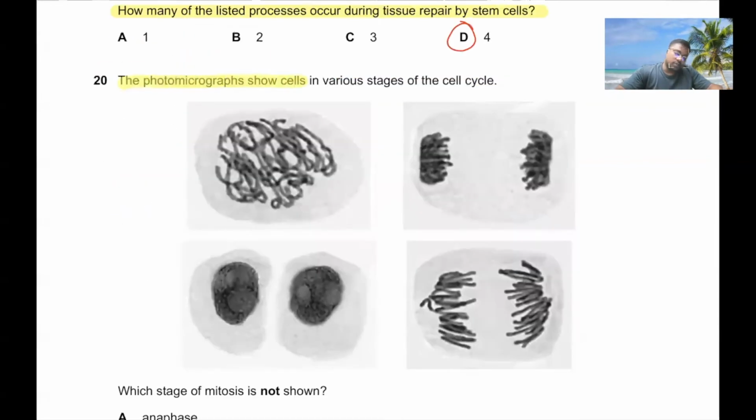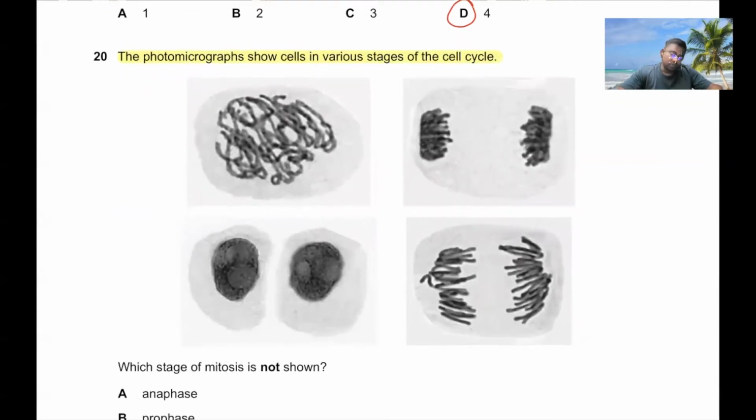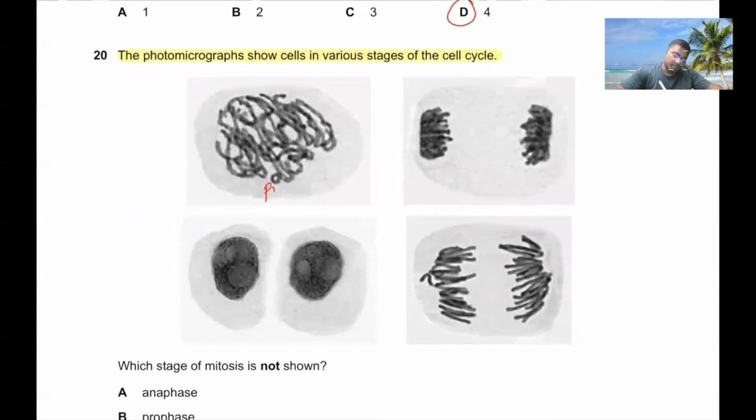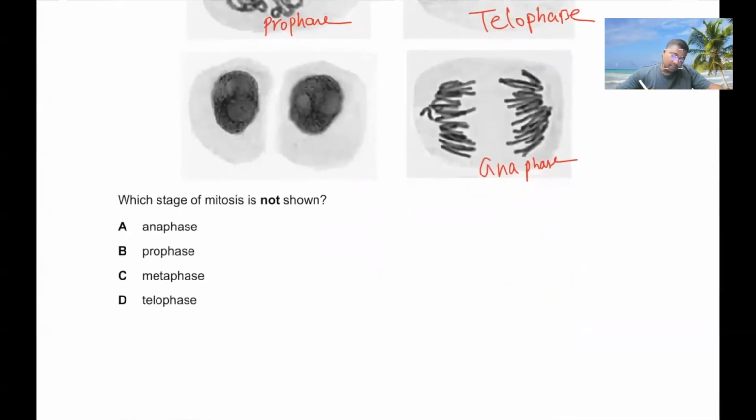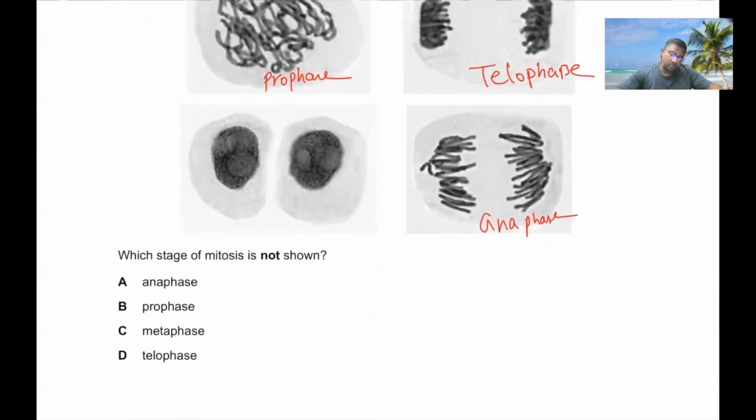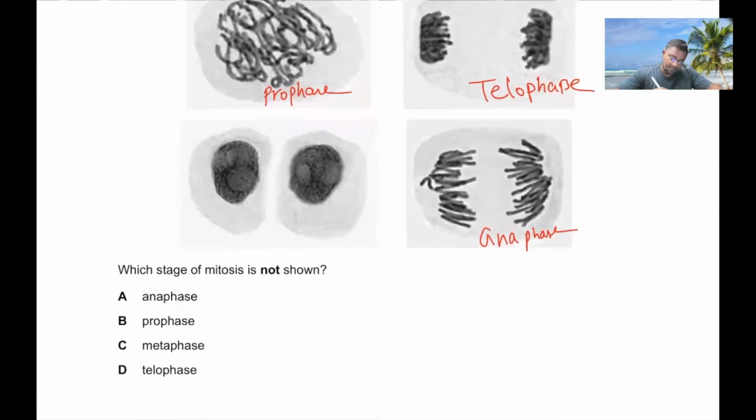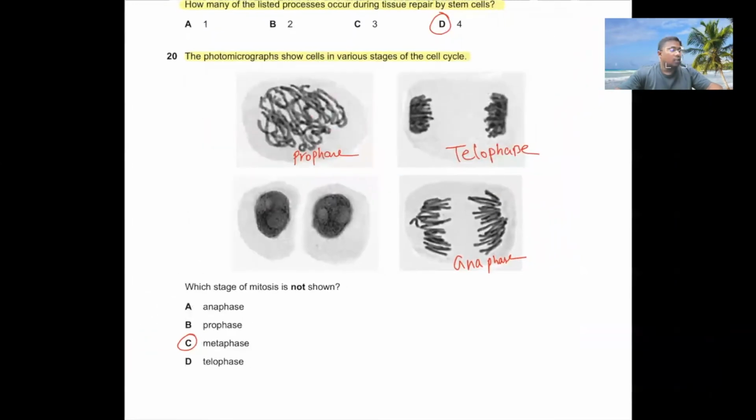The photomicrograph shows cells in various stages of the cell cycle. We can see prophase, telophase, anaphase, cytokinesis, and interphase. Which stage of mitosis is not shown? We cannot see metaphase. So metaphase will be the correct answer. Question number 20, C.